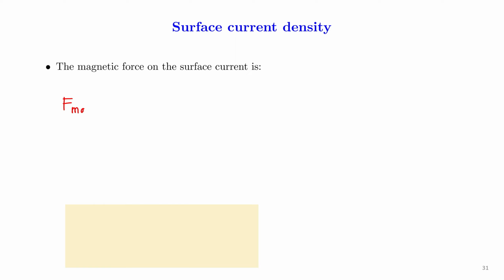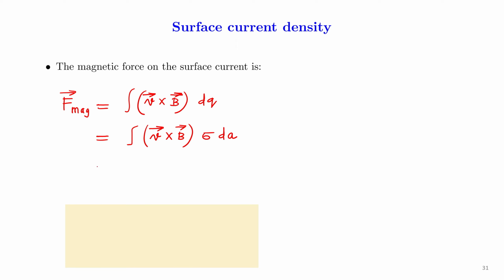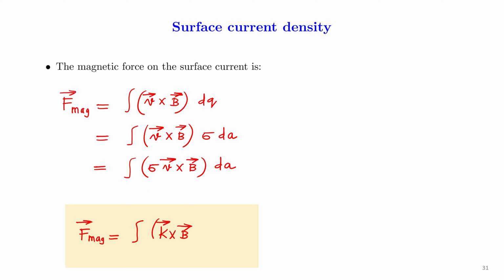The magnetic force is F mag. This is equal to integral v cross B dq, and this is equal to integral v cross B, where dq we will write as sigma times dA. This is equal to integral sigma v cross B dA. Therefore, the magnetic force due to a surface current is integral K cross B dA.